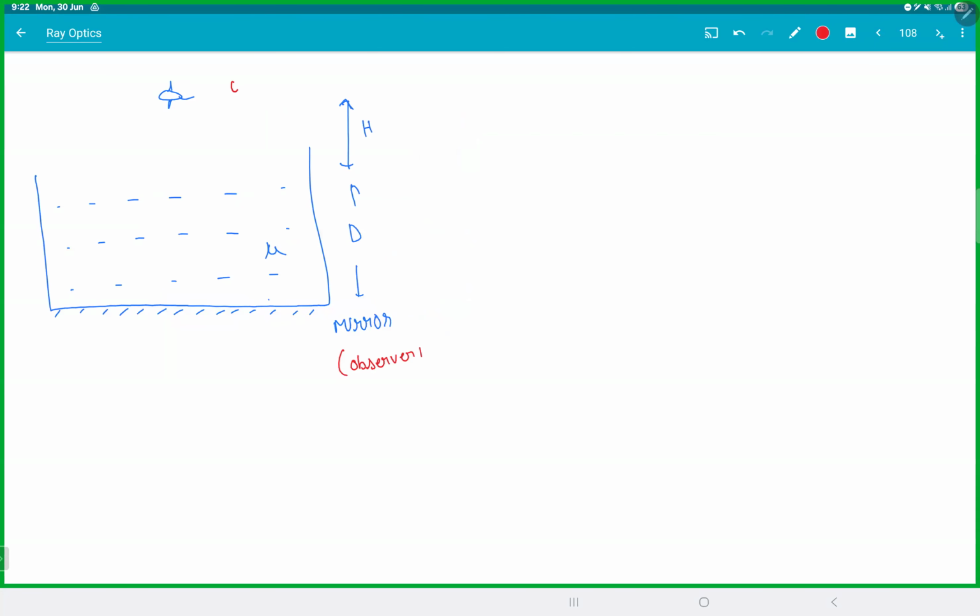Getting it? Bird is the object. First of all, you need to find where the mirror thinks the object is, isn't it? The mirror will not see the bird at h plus d, it will see somewhere else. So first you need to ask the mirror, where do you see the bird? Then accordingly, I'll find the image. So mirror is the observer, bird is the object.